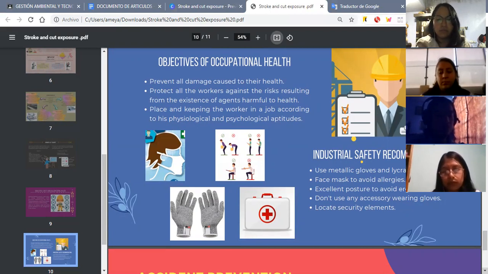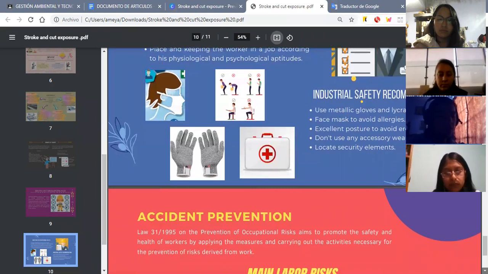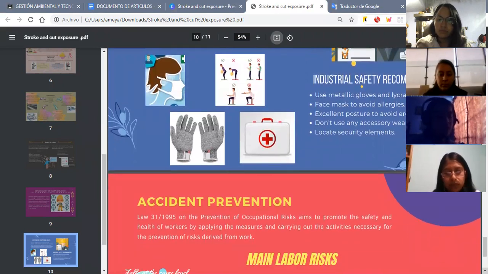Locate the electric plugs and the on and off buttons of the machines. Locate security elements such as first aid kit and fire extinguishers. Maintain optimal ventilation and lighting.